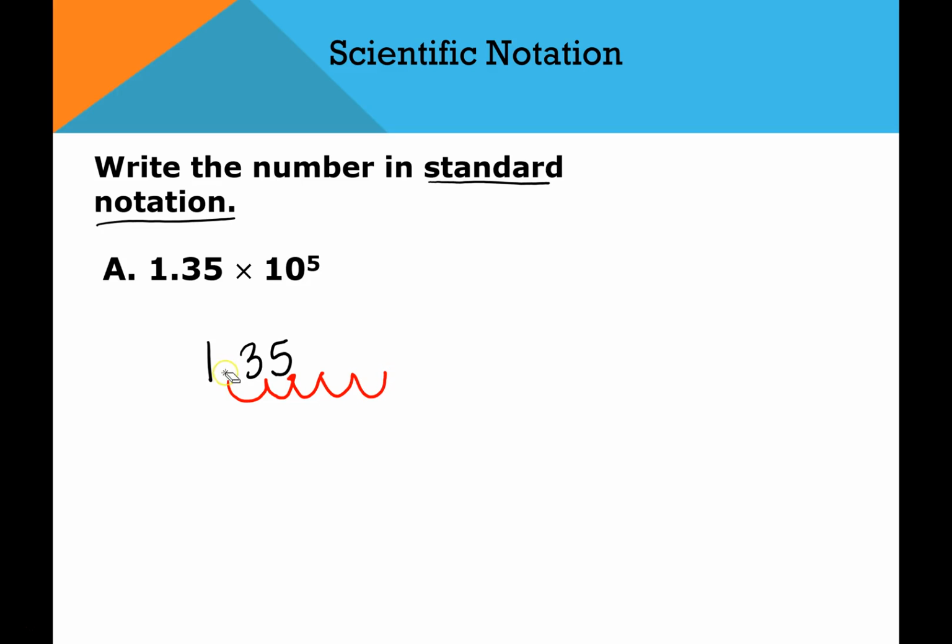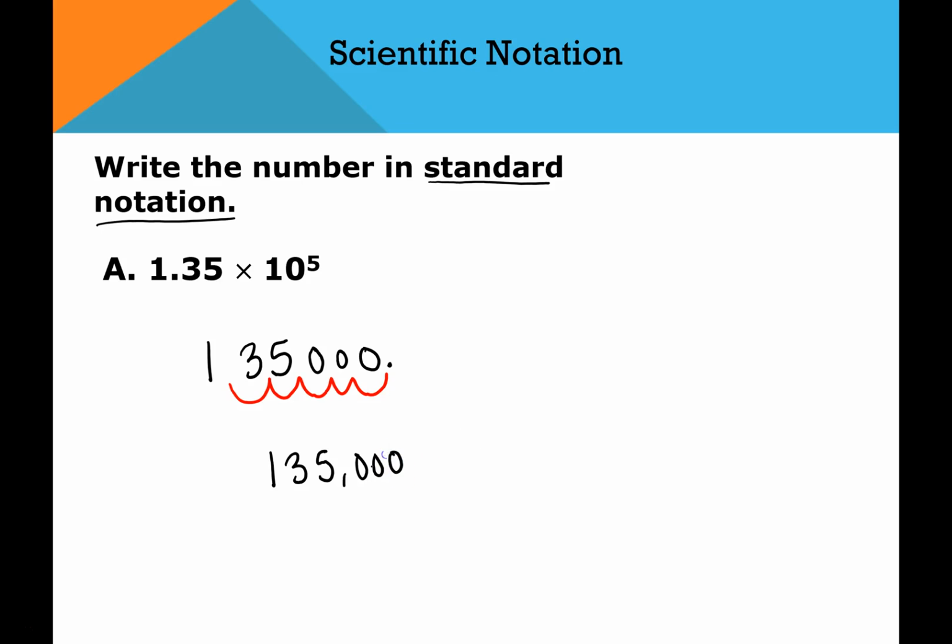So I'm basically erasing my black decimal there. Oops, I tried. 1, 2, 3, 4, 5. And then you're going to put zeros in for where you don't have any numbers. So this is equivalent to 135,000. Technically, you've put your decimal here now, but that is the same thing as 135,000.